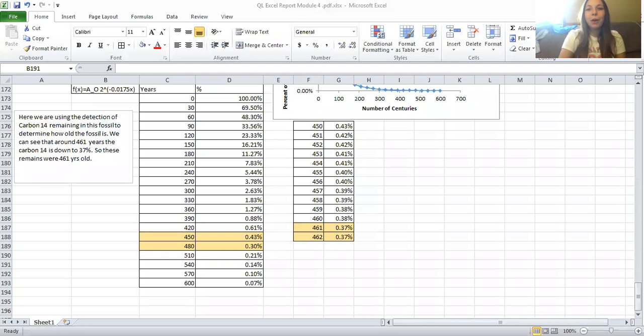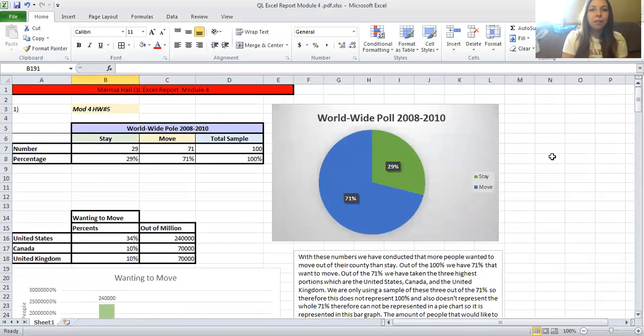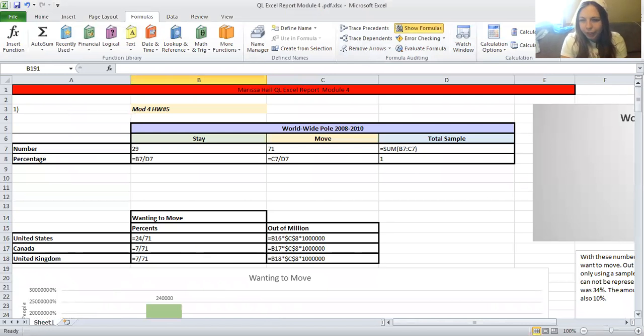All right, so here we go. I'm opening up my Module 4 Excel report. This one is building models, and I'm going to start by showing all my formulas for this Excel report. As you see, as we go through here, we've got lots of formulas.